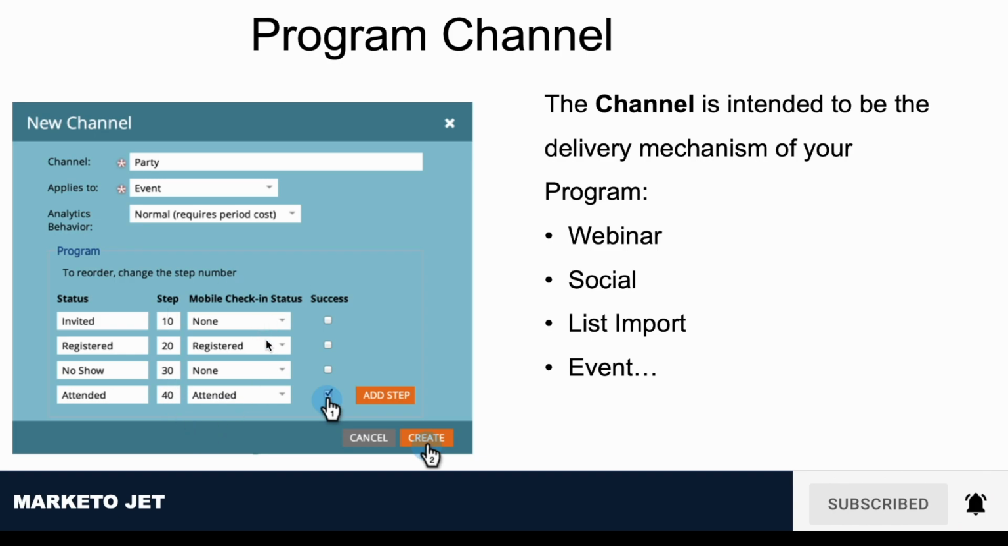You also decide what will be the success for that particular campaign. For example, if this is a webinar and you see there is a check mark at attendee, what is the goal of your program? My goal is that a person who registered for this event should attend. If they attend, I will consider them a success. If they are no-show, or they just registered, or they didn't respond, I will not mark them as a success. You can have more than one success. For example, I can add one more step here as attended on demand and give it a 50 step.